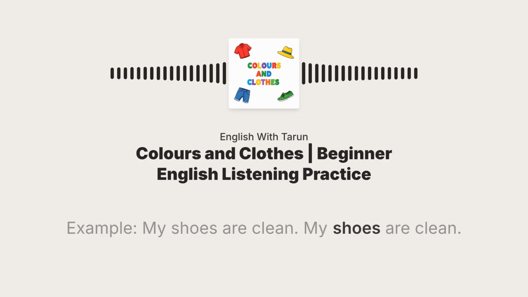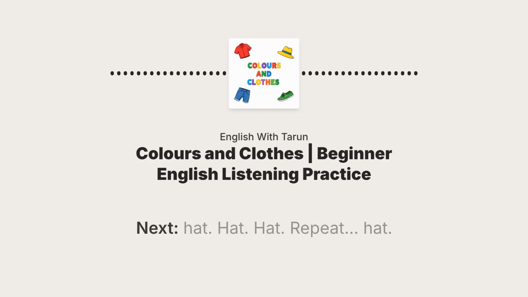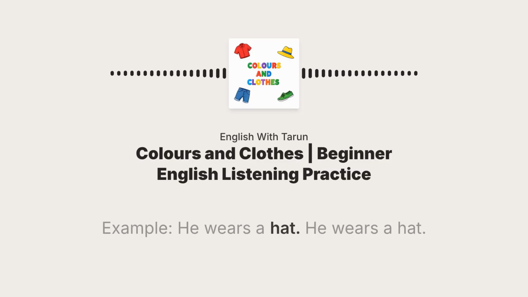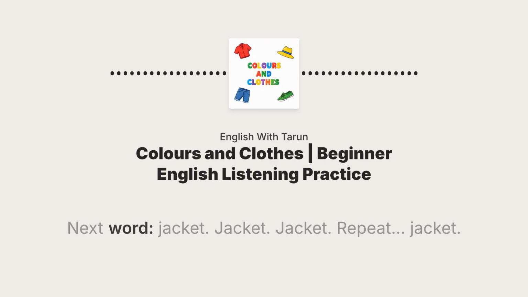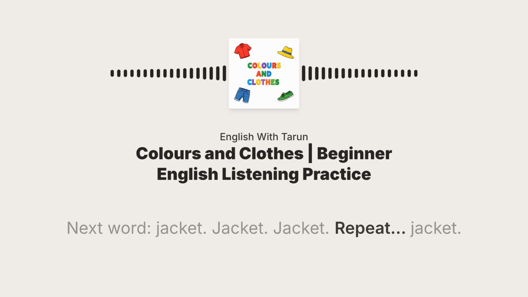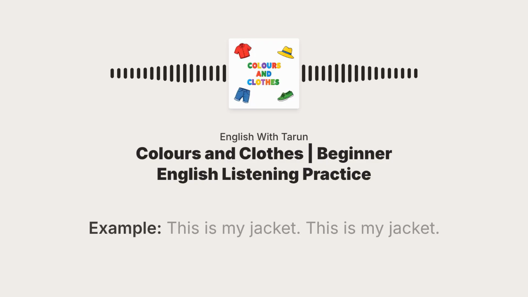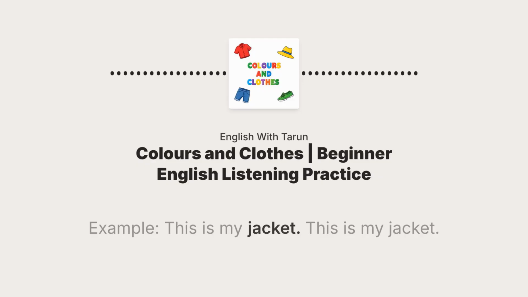My shoes are clean. Next, hat. Hat. Repeat, hat. Example, he wears a hat. He wears a hat. Next word, jacket. Jacket. Repeat, jacket. Example, this is my jacket. This is my jacket. Good.